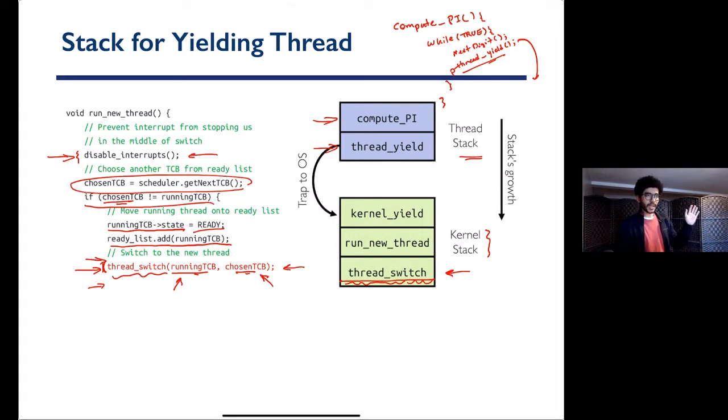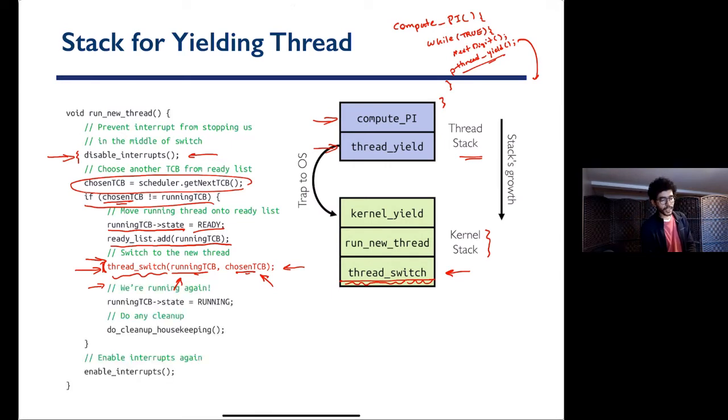What should be the next line? Can you guess? When we context switch back to this thread that we just context switched from, the next line should be, okay, now I'm running again. I'm back running because somebody context switched to me. So now my state becomes running.